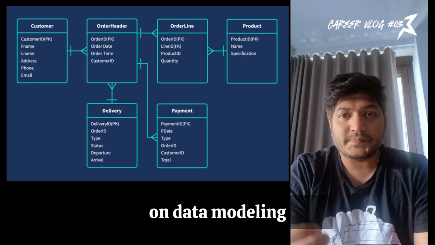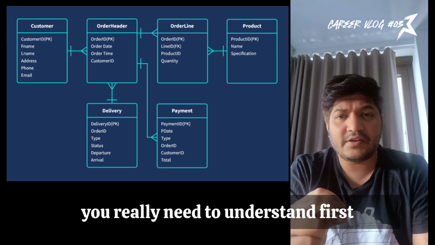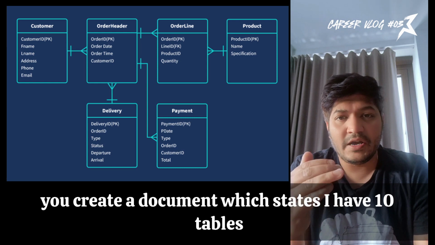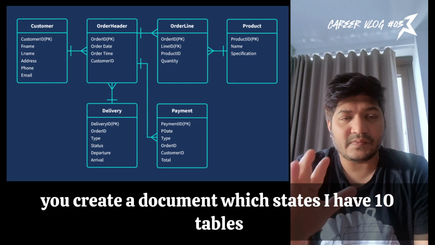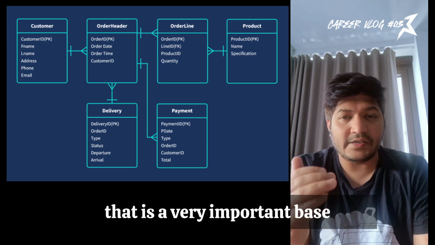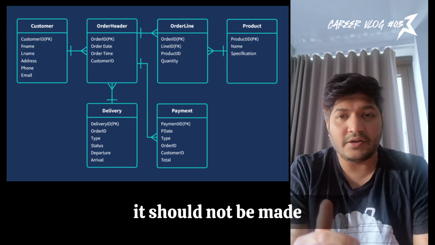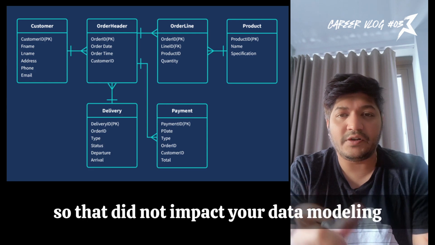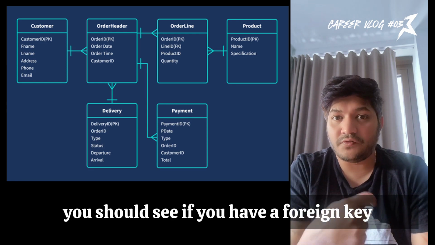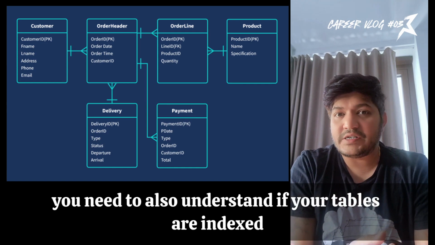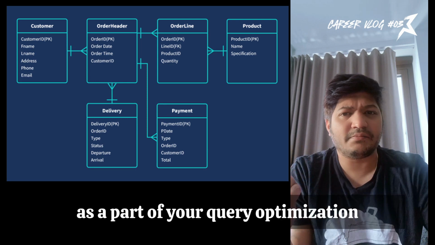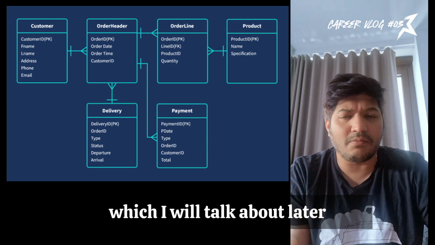On data modeling, you really need to understand, first always make a list. You create a document which states, I have 10 tables. Within tables, I have a primary key which should be unique. That is the very important base. It should not be duplicate, so that it does not impact your data modeling. So it should be unique. You should see if you have a foreign key. You also need to understand if your tables are indexed, which will further help you later as a part of your query optimization, which I'll talk about later.